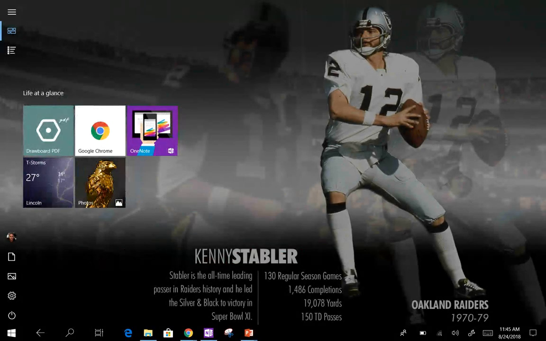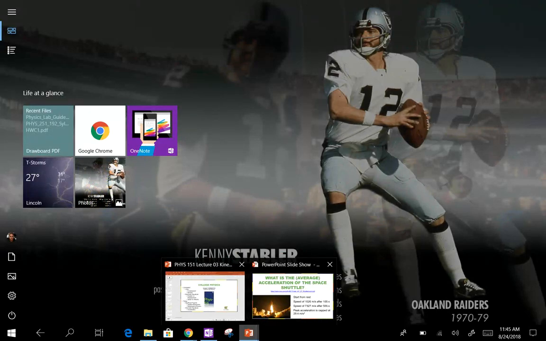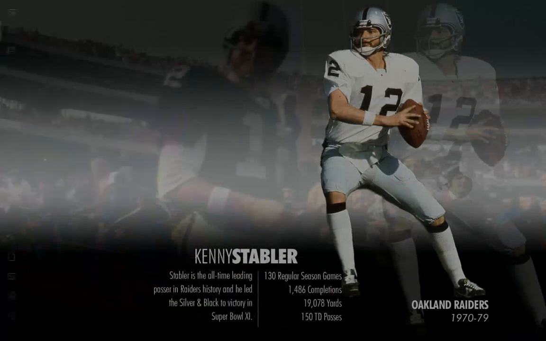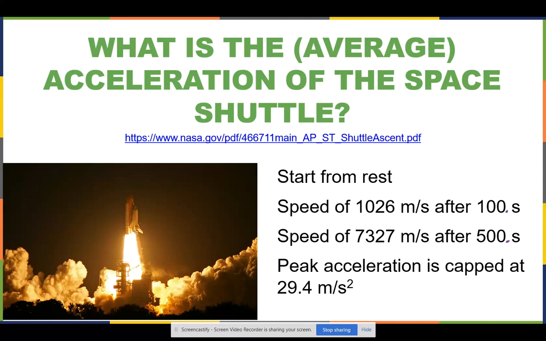Okay, to finish things off, let's look at the space shuttle. This is information from a little worksheet that NASA put together for this particular purpose. If you go look at that PDF document, it's kind of cool. Notice the peak acceleration is capped at 29.4 meters per second squared.